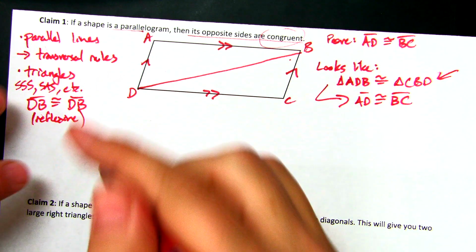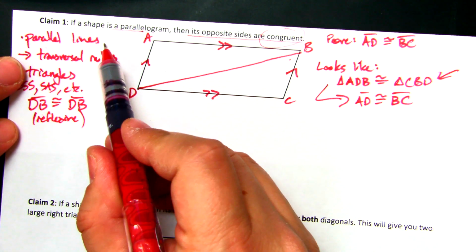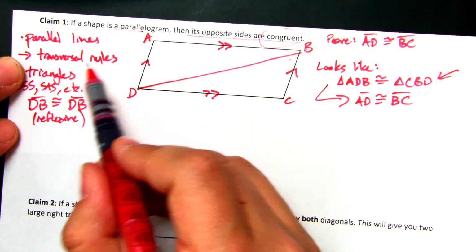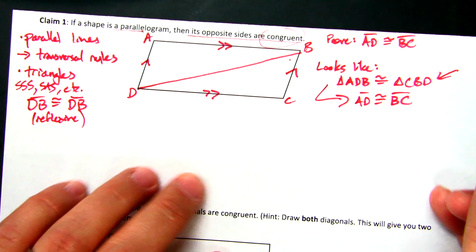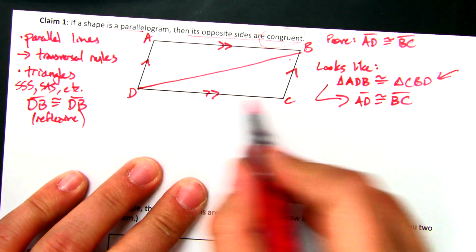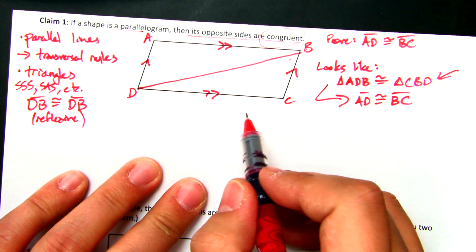Okay, well, go back to what we said at the beginning, right? I said, well, we know parallel lines, and we know the transversal rules. Okay, we know those transversal. So let's take a pair of parallel lines. We got these two, right? Okay, AB and DC are parallel.